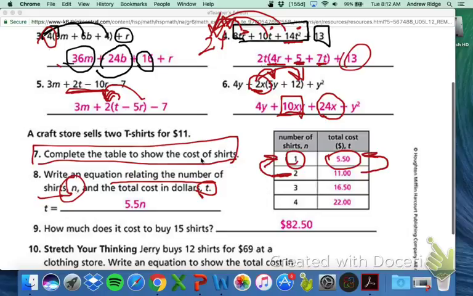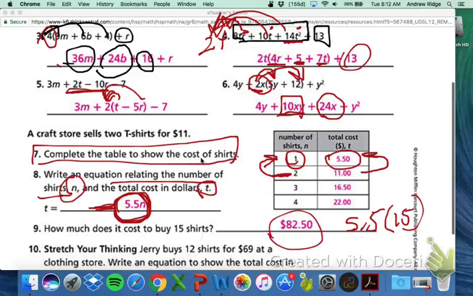So how much does it cost to buy the shirts? Here's your unit rate. This is what a unit rate or constant rate looks like in an expression. Either way, they're both examples of ratios. Once we have that, we can plug in whatever we need. So for instance, here we have 15 shirts, so we take 5.5 and multiply that by 15. And that gives you $82.50.